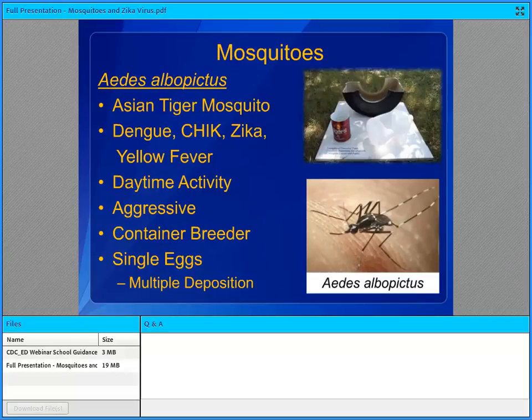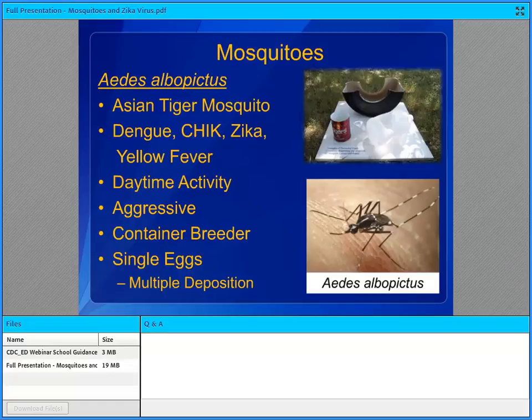Our next one, very closely related to Aedes aegypti, is Aedes albopictus. This one is commonly referred to as the Asian tiger mosquito. It has very similar biology and behavior as Aedes aegypti, capable of transmitting dengue, chikungunya, yellow fever, as well as Zika. Also daytime biters, these guys are notoriously aggressive.